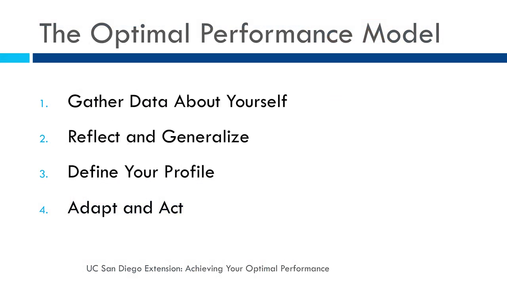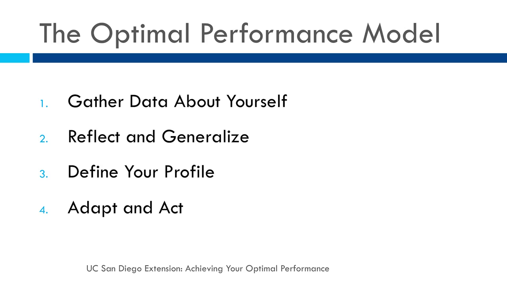1. Gather data. This is where you find out about yourself, what you know, what you don't know, and what environment brings out the best in you. 2. Reflect and generalize. In this step, you will see how receiving feedback and self-disclosing will uncover your potential. Also, you will use a structured process to learn more about yourself.